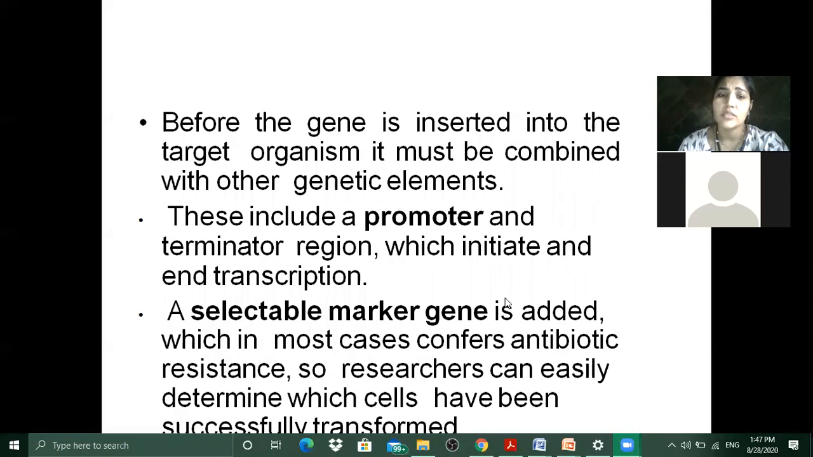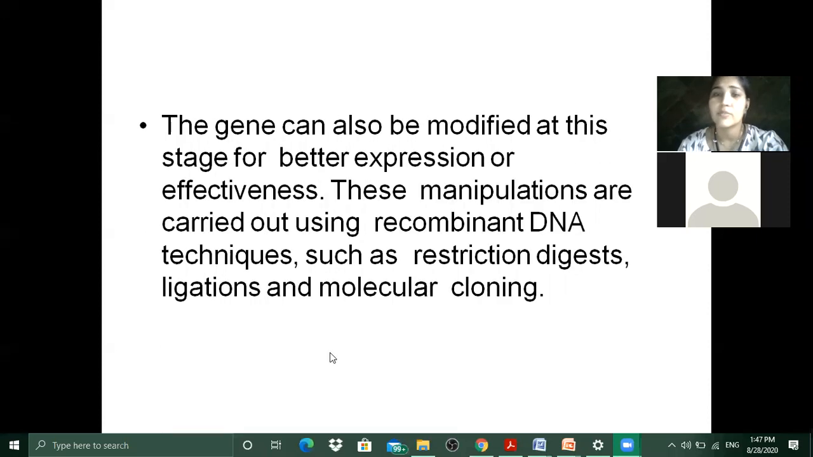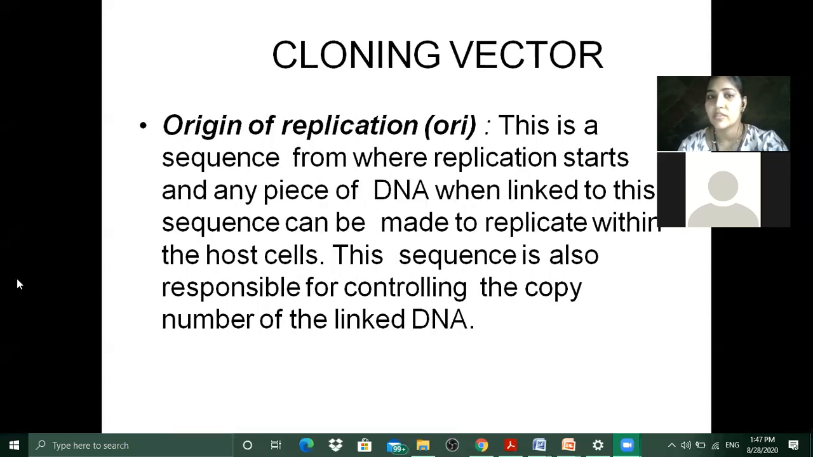That is what you need. You need a promoter, you need a terminator region, you need a selectable marker, and then you need a cloning vector. The cloning vector should have an origin of replication. That is what we have seen in the last couple of our lectures. This is a sequence where the replication starts, and any piece of DNA when linked to this sequence can be made to replicate within the host cell.